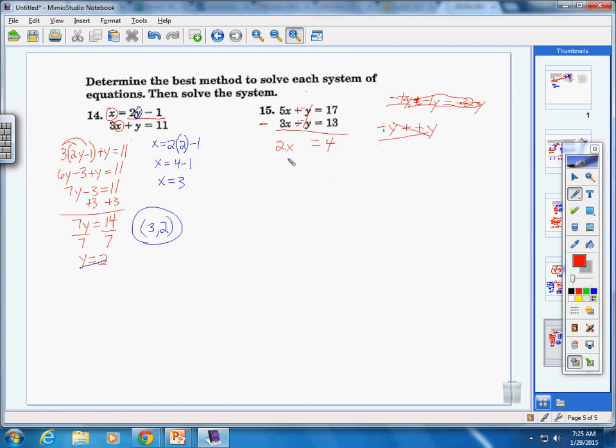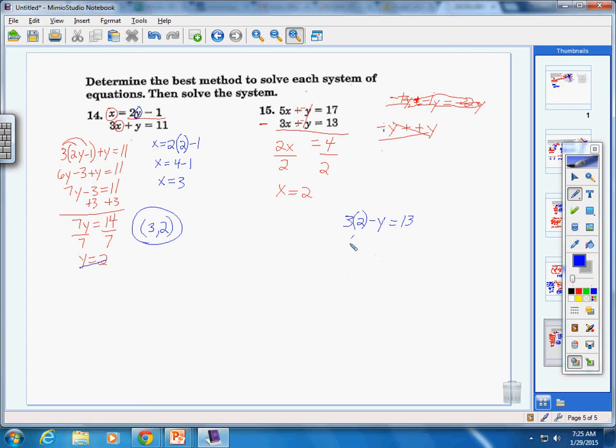Alright, from here it's smooth sailing. Solve for x. X equals 2. And now let's plug this guy back in to find y. I'm going to choose the second equation, I think. It doesn't really matter. So instead of 3 times x, I'm going to say 3 times 2 when I rewrite this guy. Minus y equals 13.